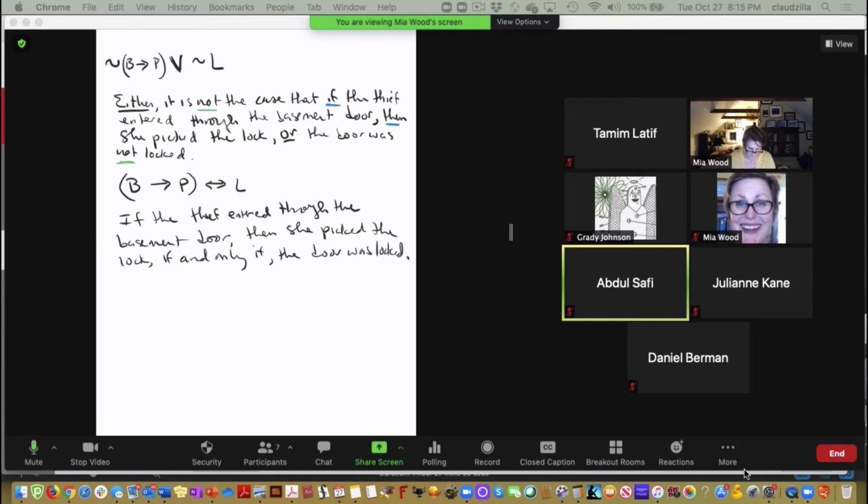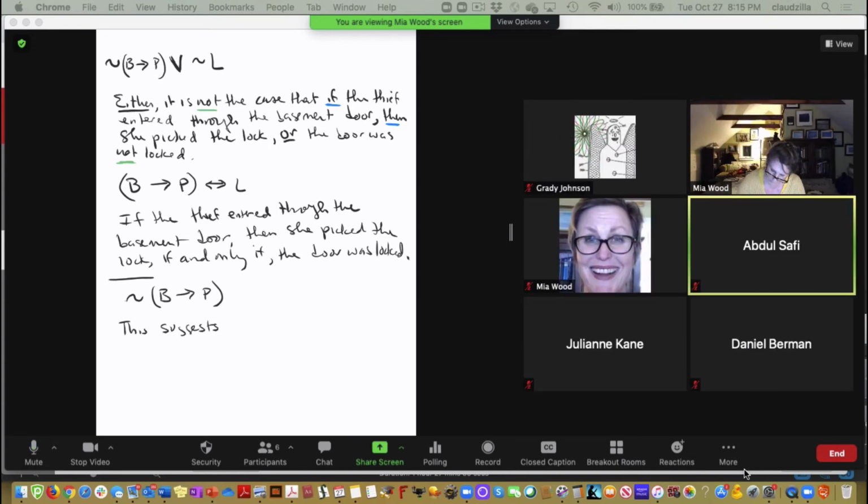Then finally, this suggests that it is not the case, so here's the conclusion. It is not the case that if the thief entered through the basement door, then she picked the lock. So this suggests that it is not the case.